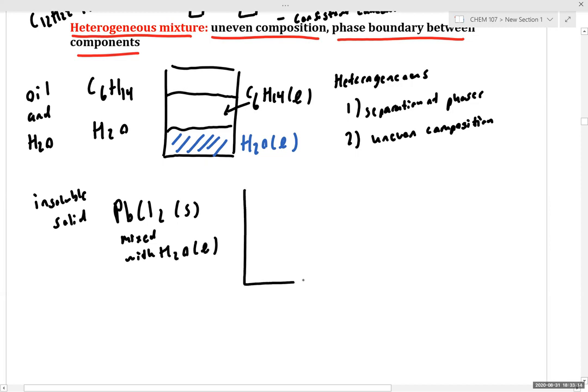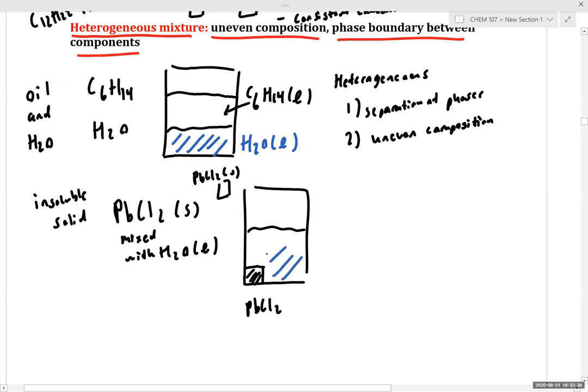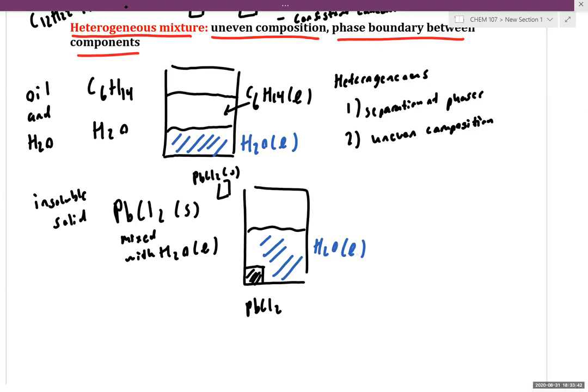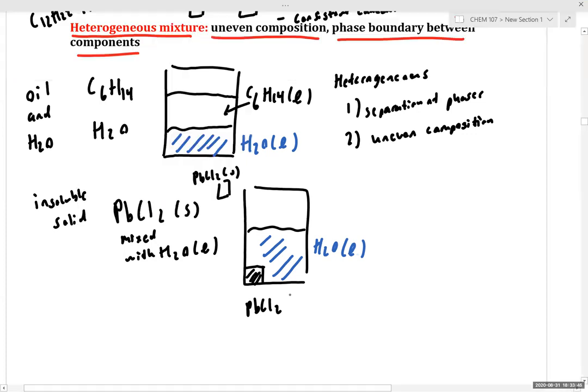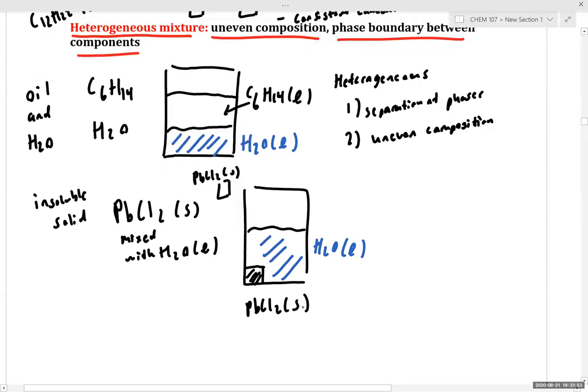Lead chloride does not dissolve in water. So if we take our brick of lead chloride solid and we try to put it in water, what we will see is we'll have a layer of water and our lead chloride will just sit at the bottom of our cup containing water. And as we can clearly see, the lead chloride and the water do not mix. We have a heterogeneous mixture. This mixture has an uneven composition and a separation of phases.